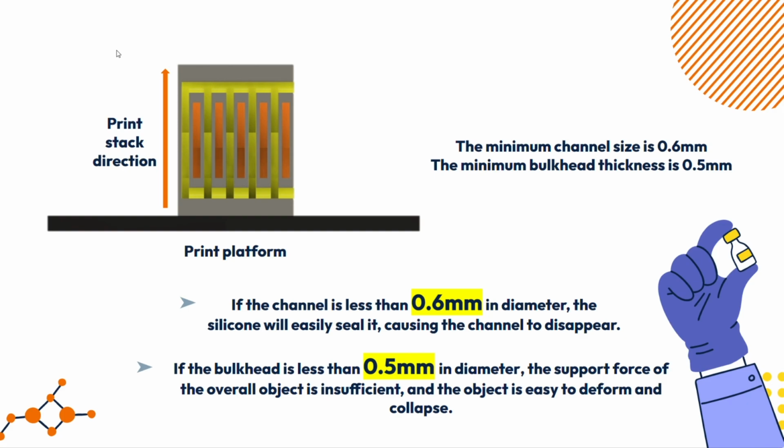The minimum size of the conduit is 0.6 millimeters. The minimum thickness of the clapboard is 0.5 millimeters. Silicone is liquid. Therefore, if the conduit is less than 0.6 millimeter, the conduit will disappear due to the verticality. If the clapboard is less than 0.5 millimeters, the object will collapse due to lack of support.